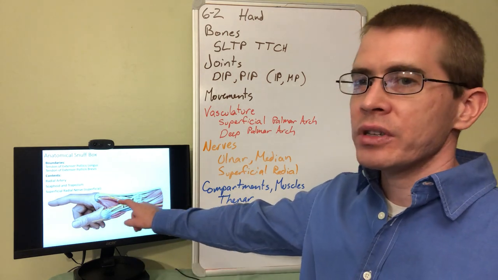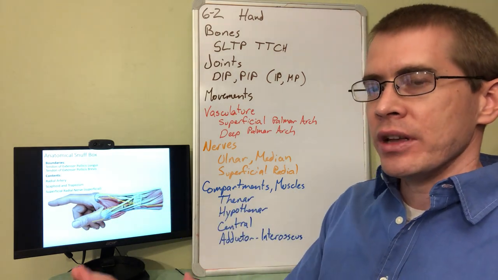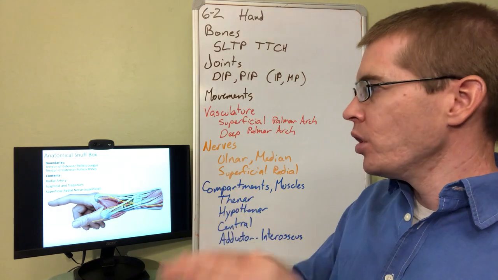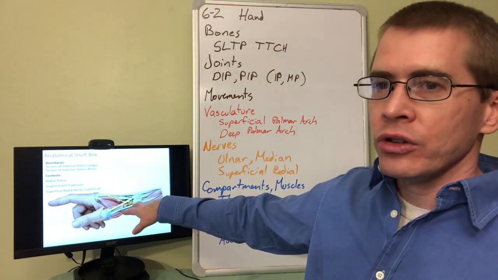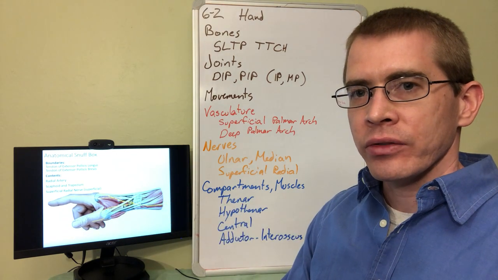Also superficial to this area is the superficial radial nerve, which supplies the dermatome to the lateral dorsum of the hand. So the superficial radial nerve at this point is only a sensory cutaneous nerve.